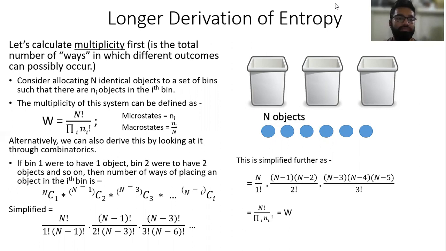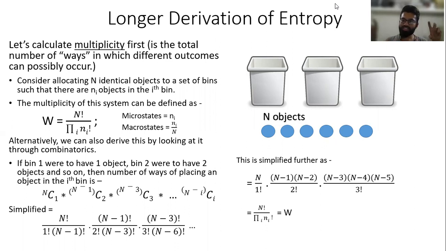To drive this point home and understand it better, let's consider the classic problem of allocating n identical objects to a set of bins, wherein we have ni objects within the ith bin. Now this is a very simple problem.